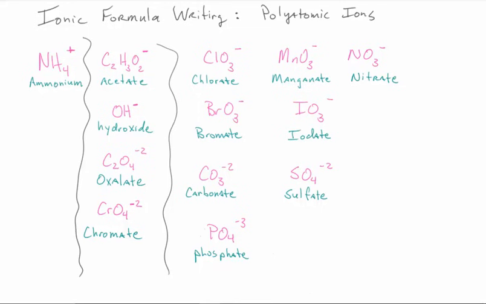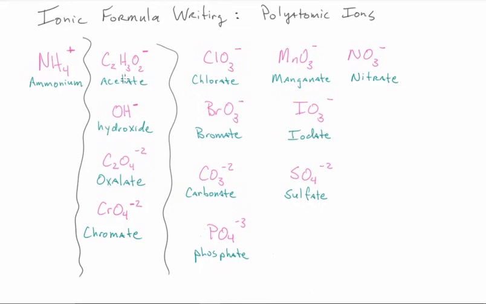So now let's use a couple of memory tricks. Let's make it easy on ourselves. The first one, ammonium, NH4+, is our only positive polyatomic ion that we are going to deal with, all right? And so it will serve as the cation in the particular ionic compound, i.e. it will be listed first, okay?